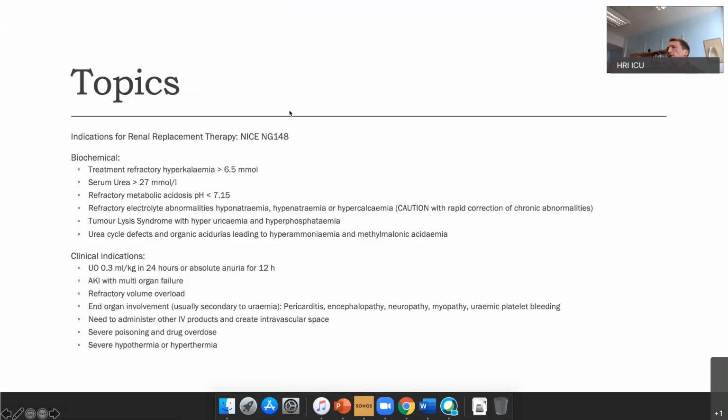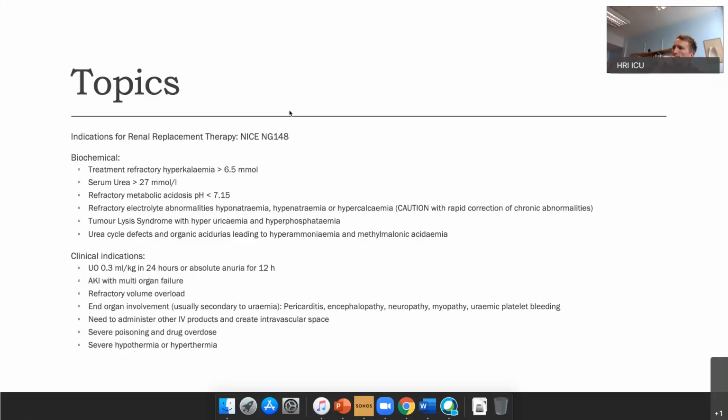There were loads of questions that came up, I think, both in my MCQ and SBA, and I had one question in my OSCE about indications for renal replacement therapy. So for my fallback list here, I've gone back to the NICE guideline NG148, which suggests the obvious ones: hyperkalemia, acidosis, uremia, other electrolyte abnormality, and fluid overload. There's also a few others as well.